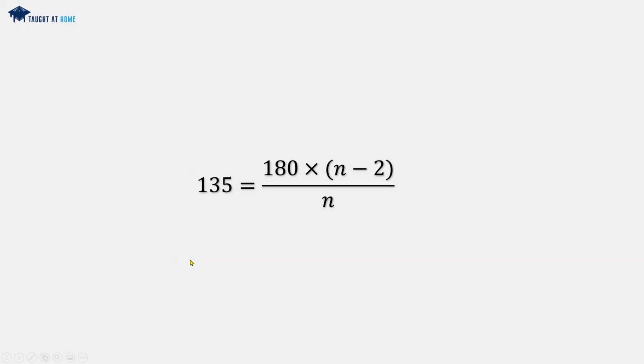Now what we're going to do is transpose for n. We're going to change the subject of this formula to n. The reason we're doing that is because when we have an expression for n and evaluate it, we'll find out how many sides this polygon has, and we can figure out what regular polygon that is. First thing to do is multiply both sides by n to remove the quotient.